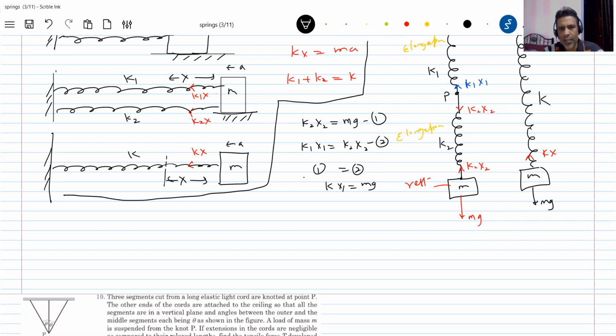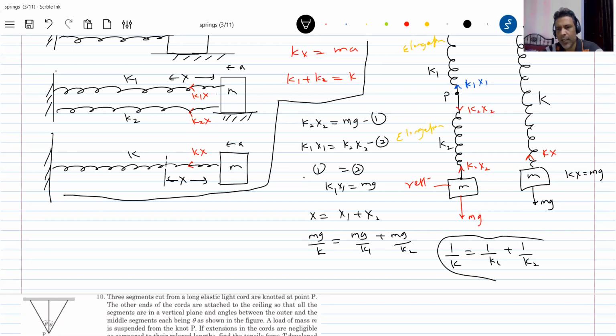So what is the total elongation of spring? X1 plus x2. So looking at this block, what is kx? Equal to mg, because what is the state of block at rest? So therefore, in place of x, what I can write? Mg by k. In place of x1, mg by k1, mg by k2. So what is the effective spring constant? 1 by k equal to 1 by k1 plus 1 by k2. Or k is equal to k1 k2 by k1 plus k2.